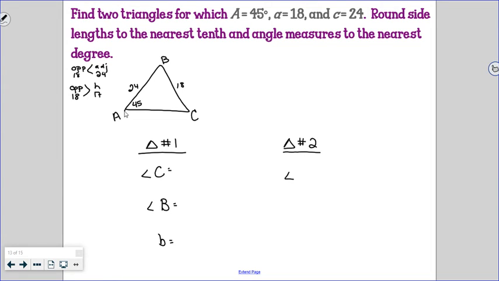Now, to keep the difference between these two, they will mark the second one as C prime. That's just to say that it's not the same angle C. It's from the second triangle possibility. B prime and side B prime, okay?